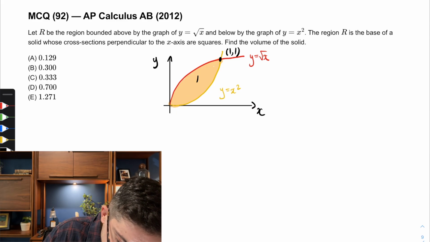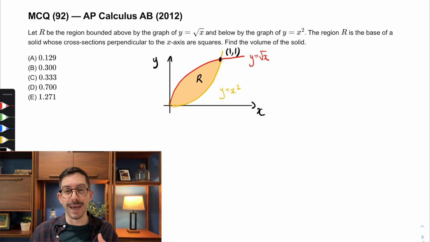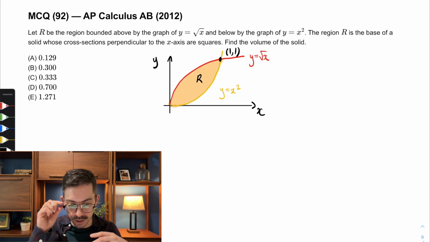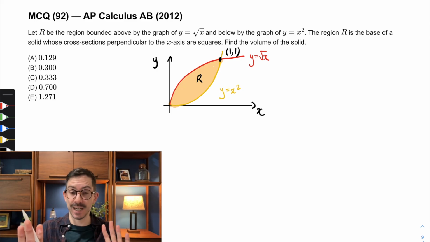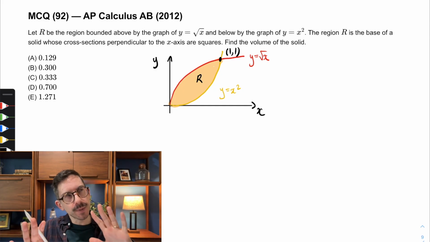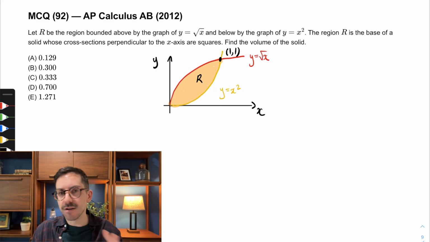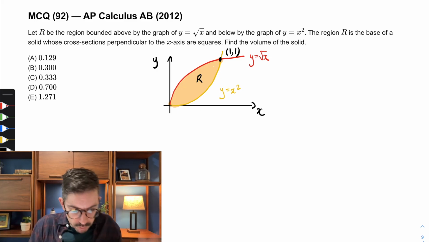Now what we are told is that this region R is going to form the base of a kind of weird looking solid. If I take cross sections of this solid perpendicular to the x-axis, what I'm supposed to get for the cross section is a square. Now, I can't really visualize what this solid looks like. If you can, very impressive. I can kind of see it if I close my eyes and think about it a lot, but the beauty of calculus is I don't need to perfectly visualize what's going on to be able to calculate and work with this object. So, what are these cross sections?